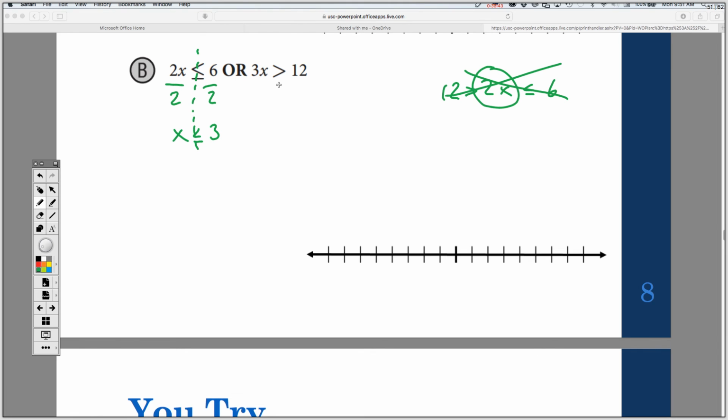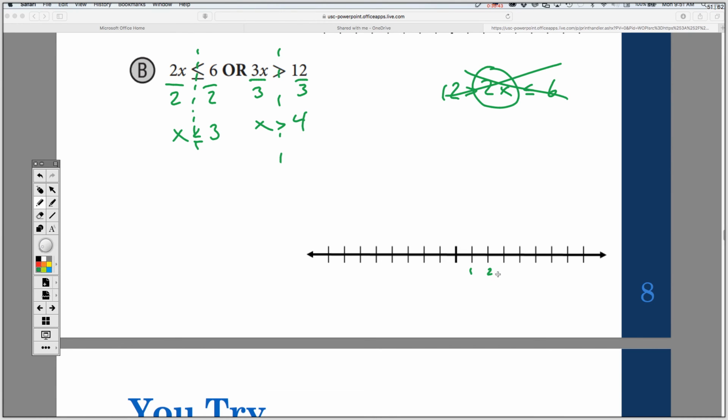So 3x. What should I do to get x alone? What is that? That's sign language for divide. Divide by 3. X is greater than 4. When do I flip the sign when I divide? When I'm dividing by a negative. Good job. When I divide by a negative, that's where the sign flips. Build a wall if you need to.